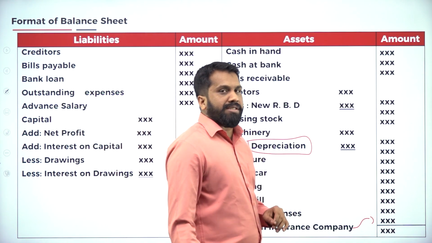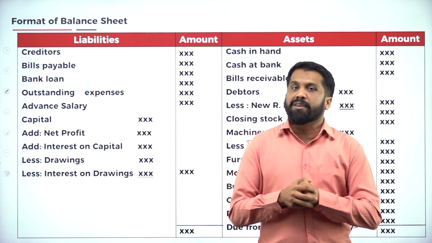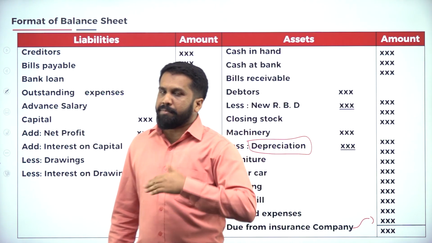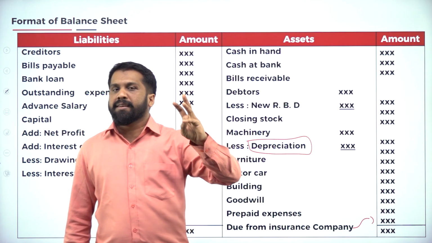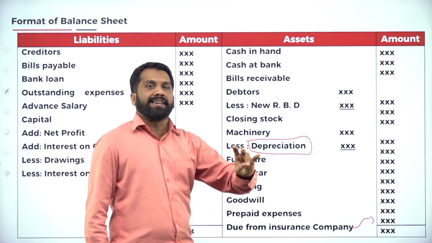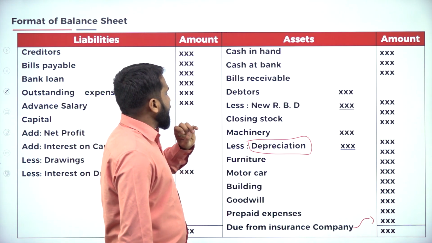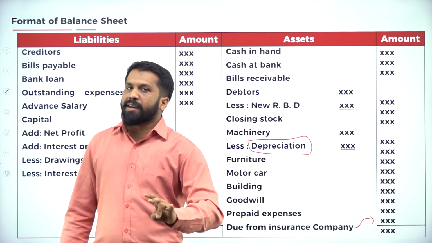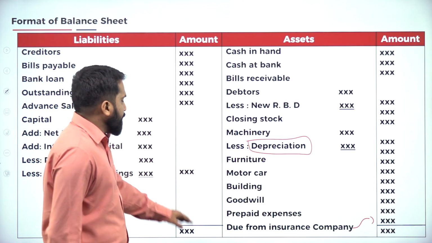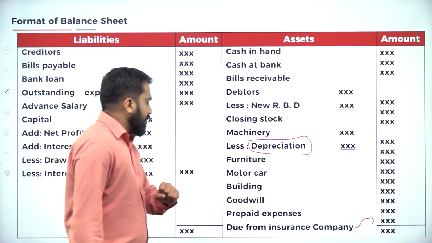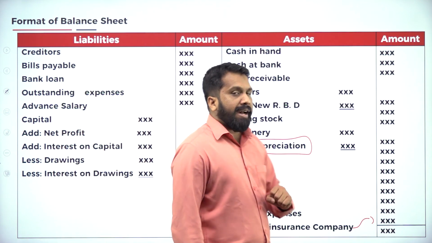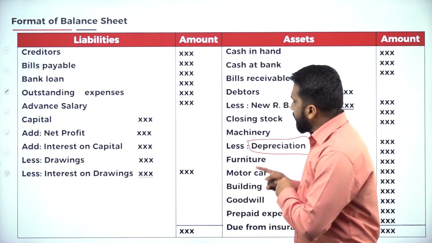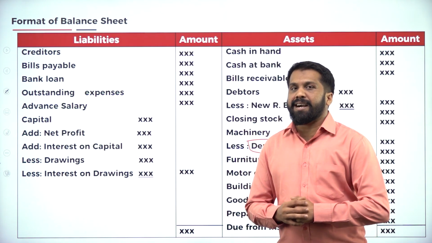Remember, you are supposed to say what are they on the asset side. Like you have cash, you have to tell me along with me. What is the first one? Cash. Then bank. Then your debtors, closing stock, furniture, motor car, goodwill. Then we have building, then prepaid expenses and due from insurance company. Now, these are the things we get on the asset side.